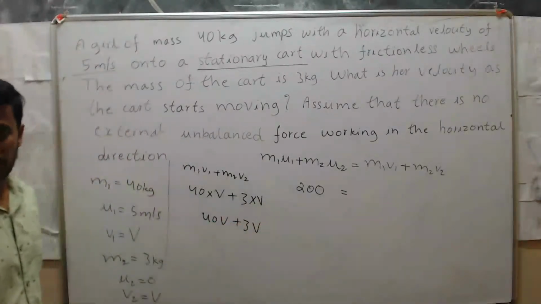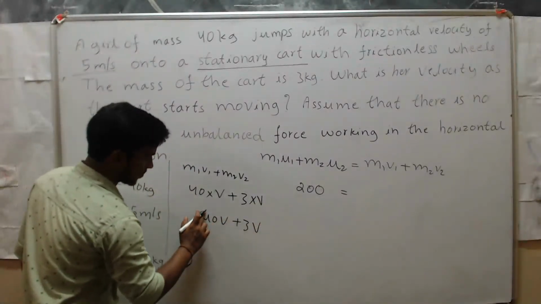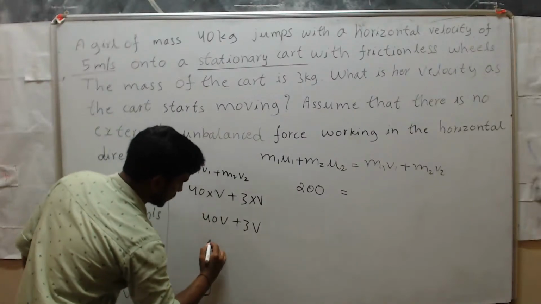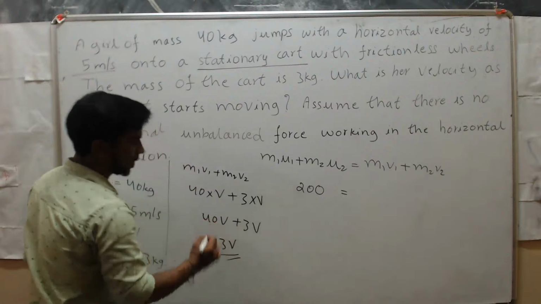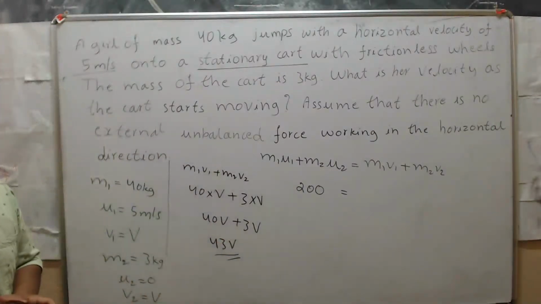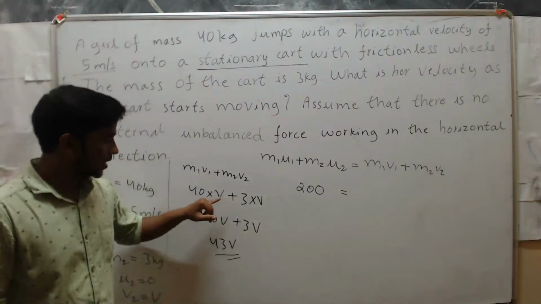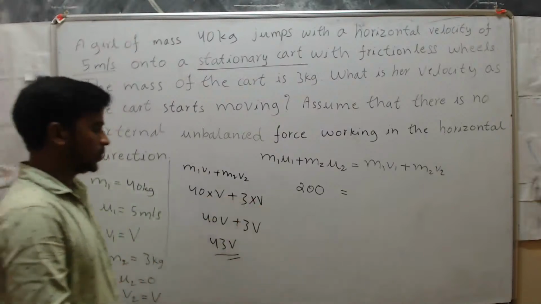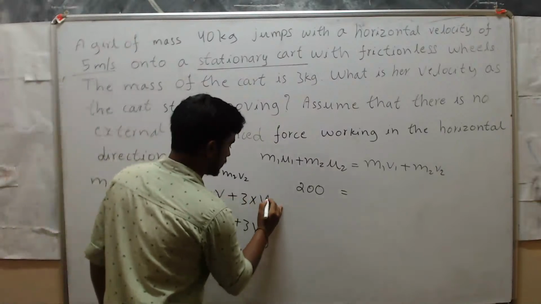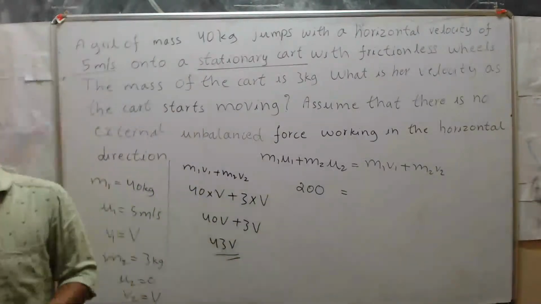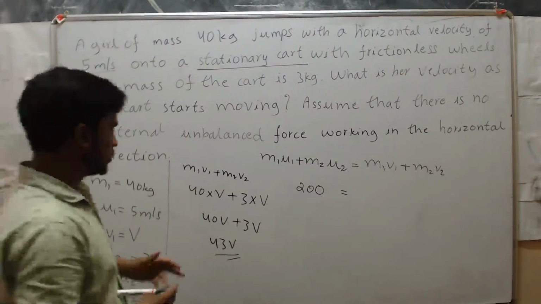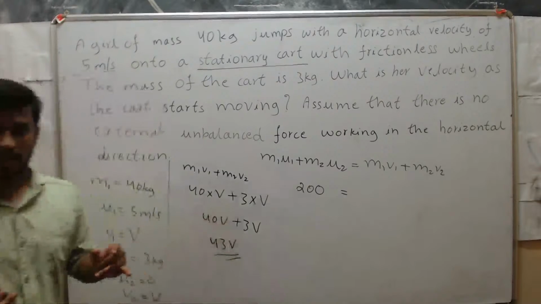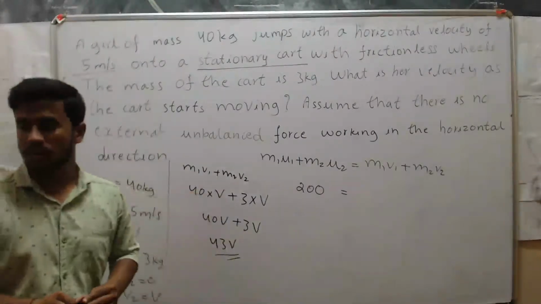So here we can add, right? Because they are like terms. That is 43V. Here you should know this one. Why here have we taken capital V for both? Because when that girl jumps into that cart, at that time the velocities of both the cart and that girl are equal. So that's why we take the final velocity of both the cart and girl as capital V.